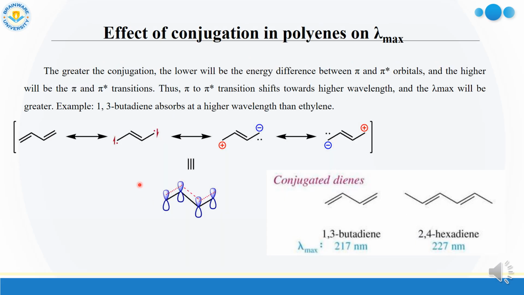Now, effect of conjugation in polyenes. As the conjugation increases, the movement of electrons increases and the energy of the system decreases, and as the energy of the system decreases, lambda max will shift to a higher value. So the greater the conjugation, the greater the lambda max value. For example, 1,3-butadiene has a lambda max value of 217 nanometer and 2,4-hexadiene 227 nanometer.